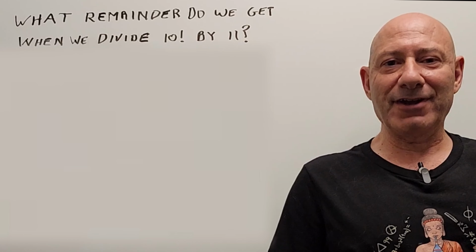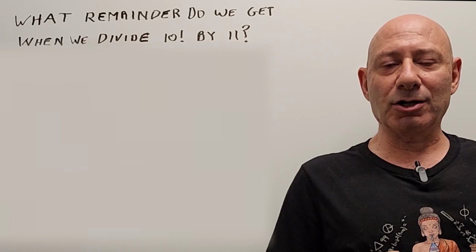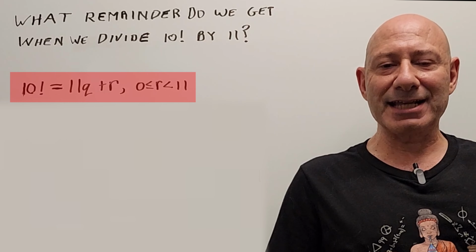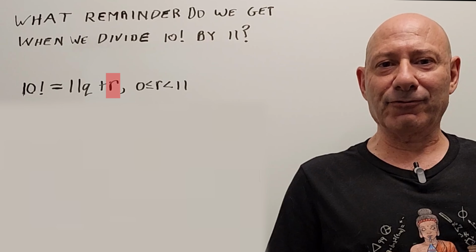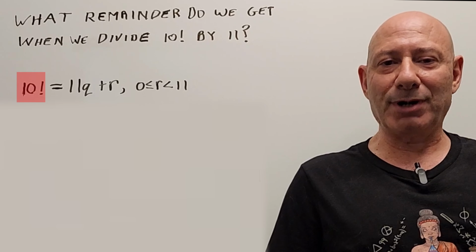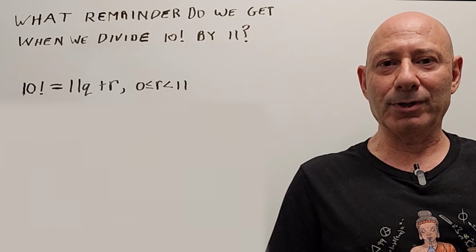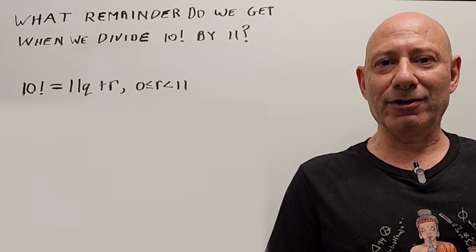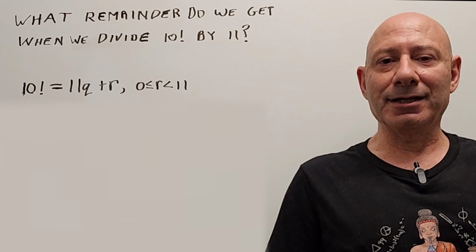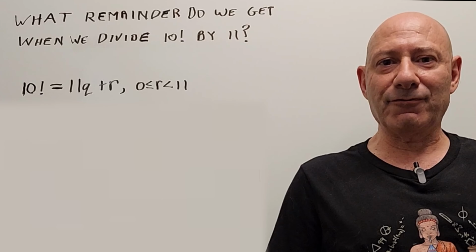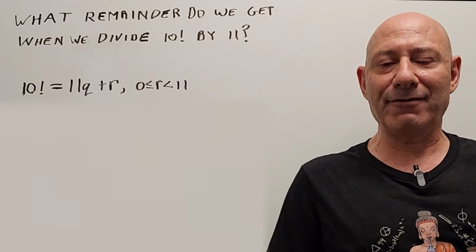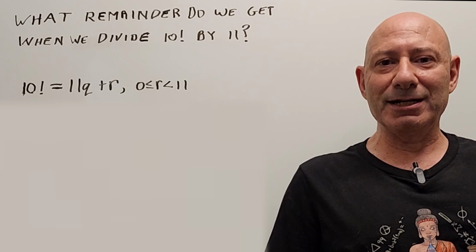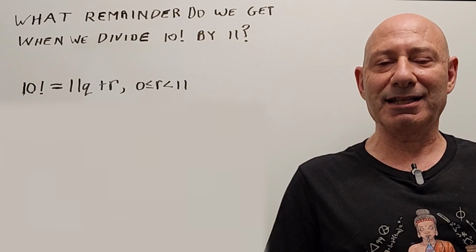When we divide 10 factorial by 11, we get a quotient q and a remainder r that satisfies these parameters. So when we subtract r from 10 factorial, we get a multiple of 11, 11q, which means that 10 factorial is congruent to r mod 11. That's what we're looking for. We're looking for the number from 0 to 10 that's congruent to 10 factorial mod 11. And the way we're going to do it is we're going to rearrange our product like this.